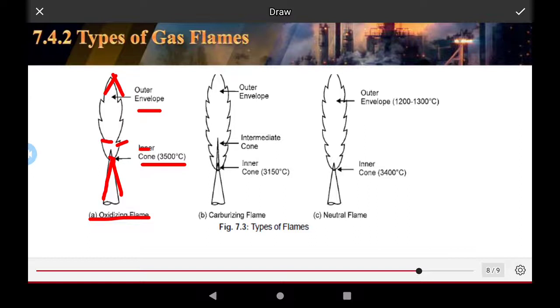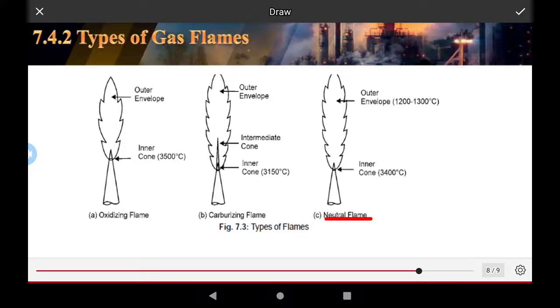Second is the carburizing flame. This is the torch tip, and the flame is very long compared to the oxidizing flame. This is the inner core, and the temperature generated in the cone is 3150 degrees Celsius, and then the intermediate cone. The temperature of the intermediate cone is above 2000 degrees Celsius. The outer envelope of the flame is the last part of the flame.